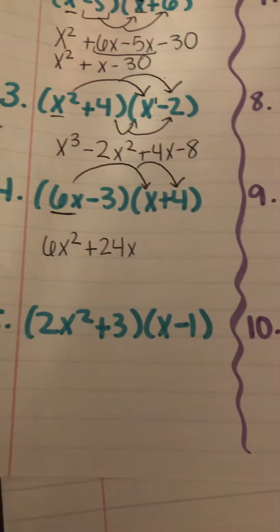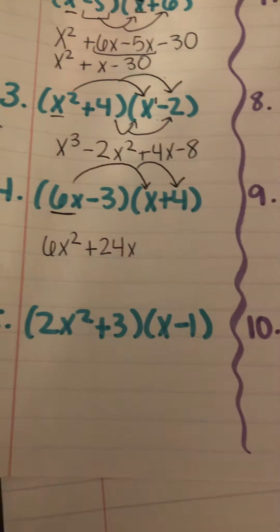And now I can take my negative 3 and distribute that twice. Negative 3 times x is going to give me negative 3x. And then negative 3 times 4 is negative 12. So again, very important you keep that negative sign with the 3.